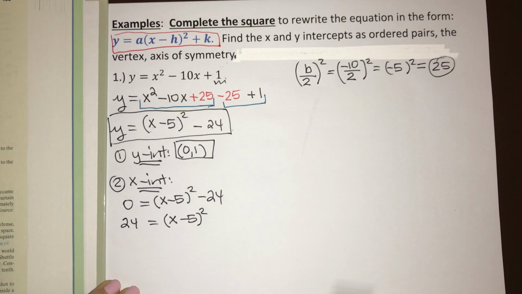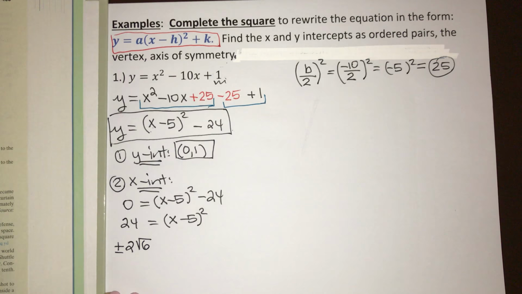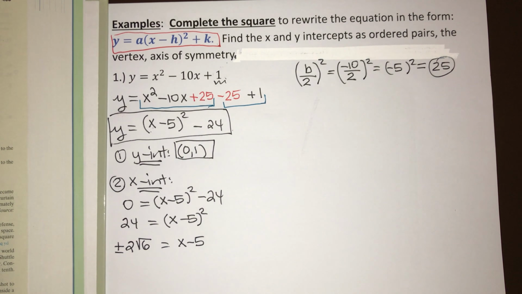I have to take the square root of both sides. I need to include plus or minus. The square root of 24, when you take the square root and simplify that, is going to come out to plus or minus 2 square root of 6 after you simplify. And then I need to add 5 to both sides, basically just solve for x.